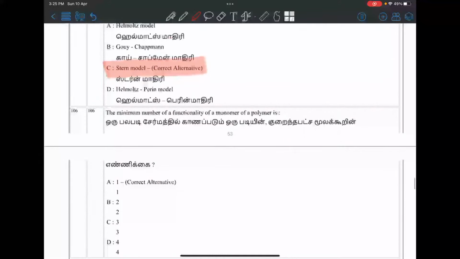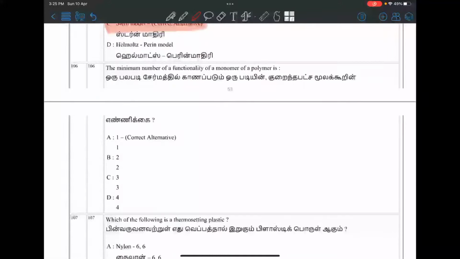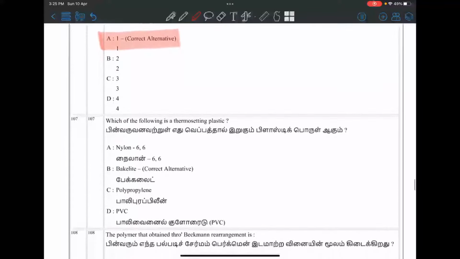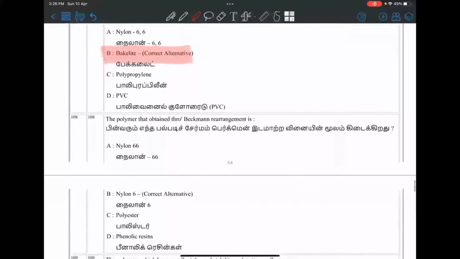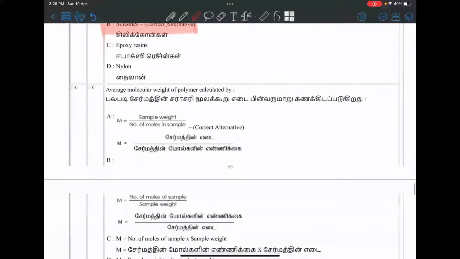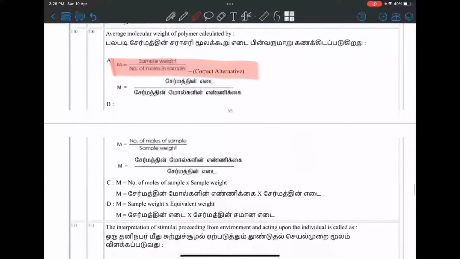The minimum functionality of a monomer of a polymer is 1. Which of the following is a thermosetting plastic? Bakelite. The polymer obtained through Beckmann rearrangement is nylon. The average molecular weight of a polymer is calculated by the formula: sample weight divided by number of moles in the sample.